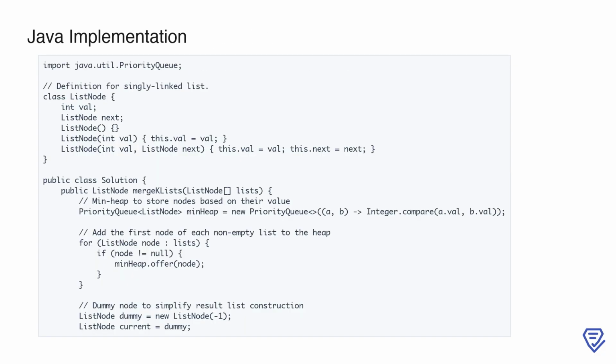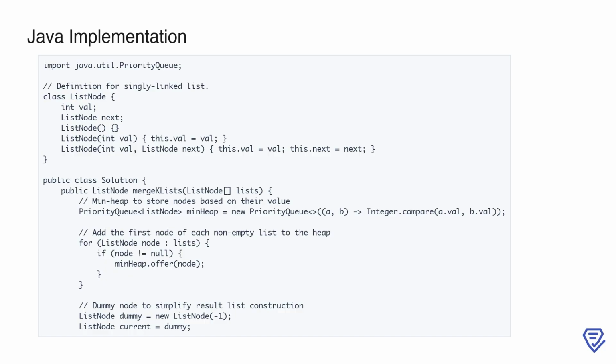To solve the problem of merging k-sorted linked lists in Java, we start by defining the list node class, which represents each node in the linked list. Each node contains an integer value and a reference to the next node. The mergeKLists method is defined in the solution class, which takes an array of list node objects as input. The first step in the method is to initialize a priority queue, or min heap, to store the nodes based on their values in ascending order.